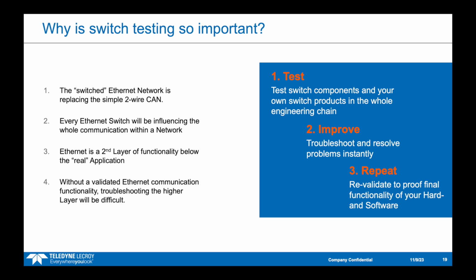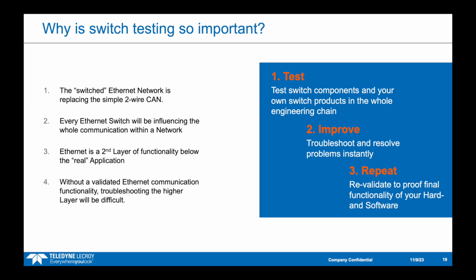Every Ethernet switch can impact communication across the entire network, so it's very important to view the Ethernet communication as an additional layer for the application. If there is a misconfiguration or some other problem on this communication layer, you will also have problems within the applications. So if you don't validate this Ethernet communication at the beginning and revalidate it all the time throughout the engineering process, you will potentially have a lot of problems to troubleshoot in the higher layers later on. If you have an engine control unit which is not receiving specific messages or data, you won't know if there is a problem in the application or in the network.